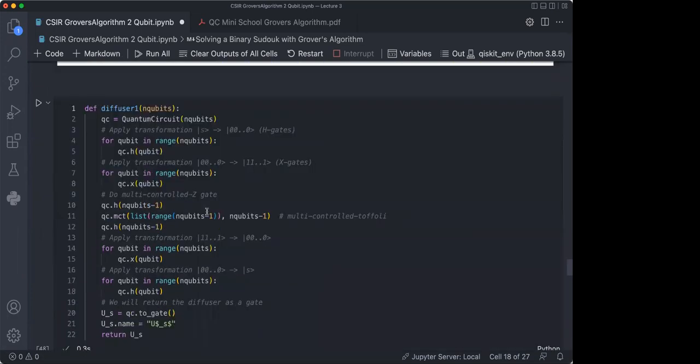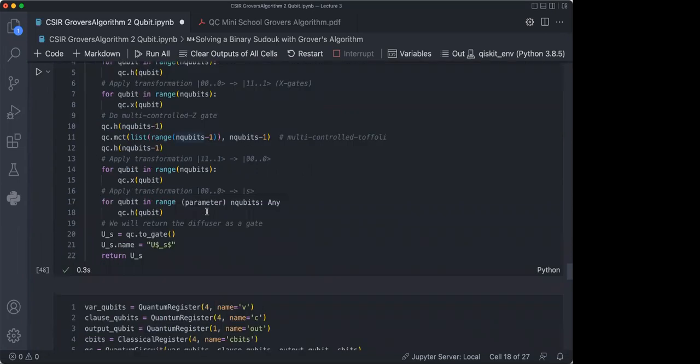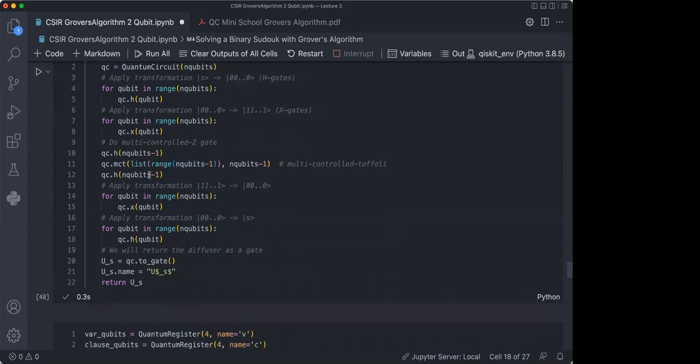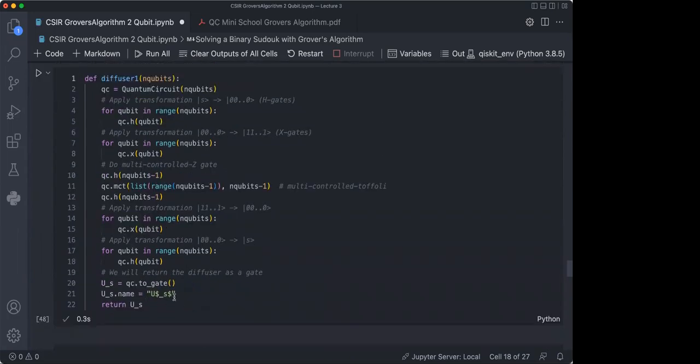Then we also have our diffusion transformation, because we're going to put this into Grover's algorithm. It's just a copy of the diffusion function that we wrote above, except here I labeled the gate itself U_s.